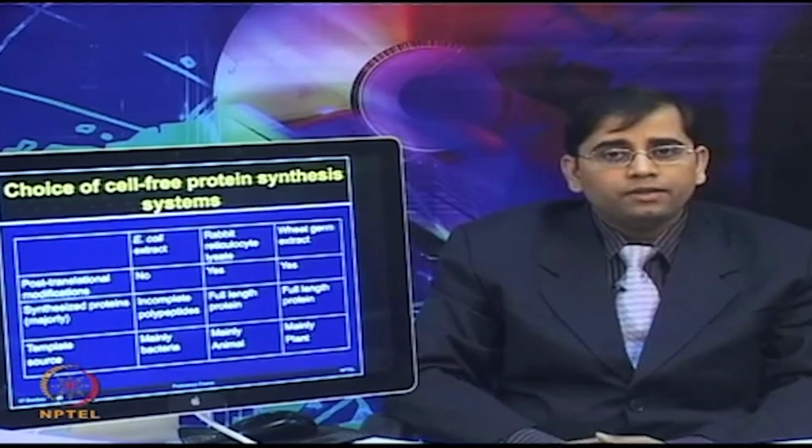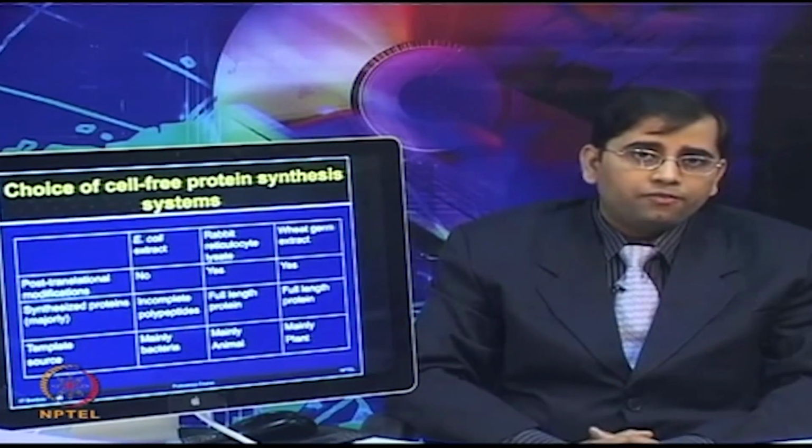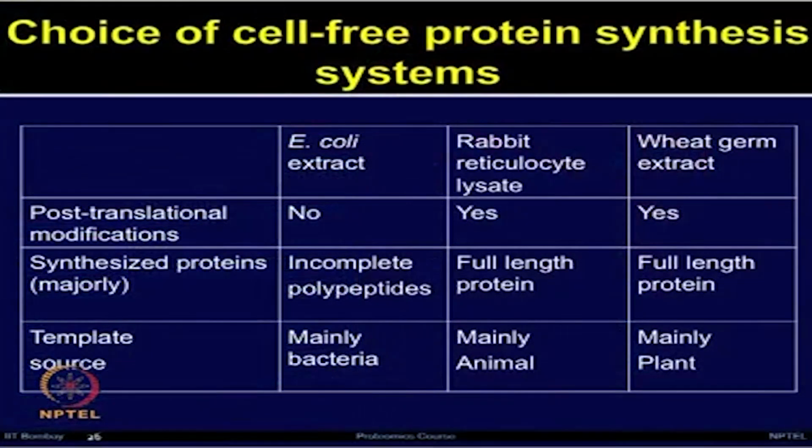So, let us do a comparison of these three most widely used cell free protein synthesis systems: E. coli extract, rabbit reticulocyte lysate and wheat germ extract. Post translation modification is not possible using E. coli extracts, whereas rabbit reticulocyte lysate and wheat germ extract, the eukaryotic systems, can provide the post translation modifications. The synthesized proteins are majorly incomplete polypeptides in case of E. coli extracts, whereas in RRL and WGE it is full length protein.